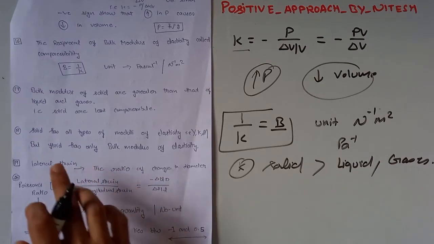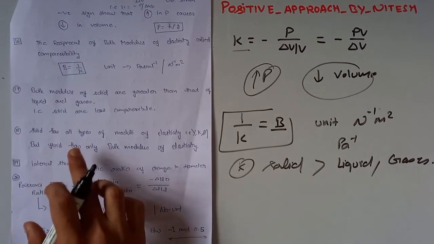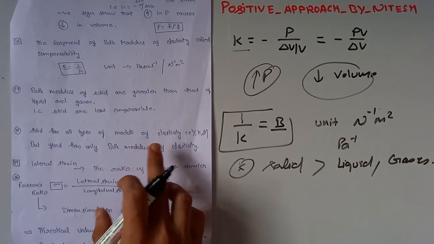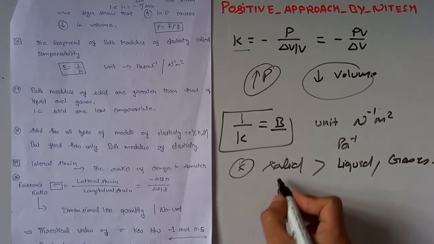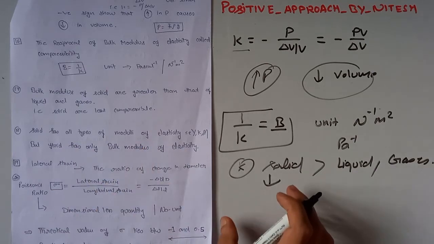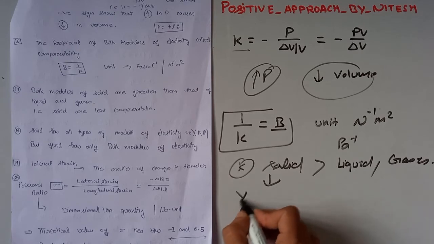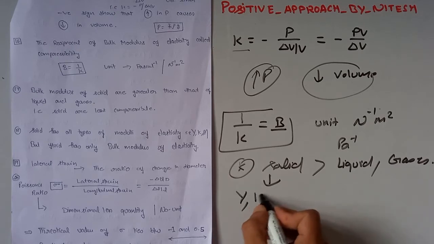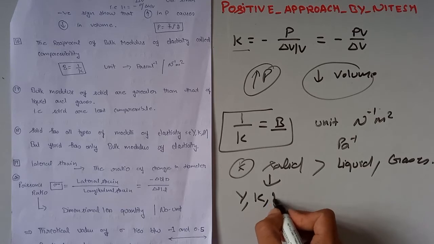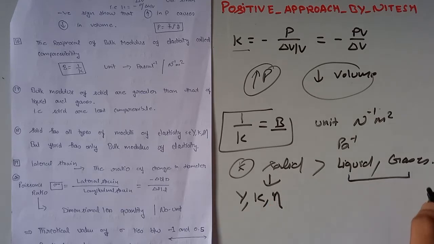Our next key point is that solids have all types of moduli of elasticity, that is Young modulus of elasticity, bulk modulus of elasticity, and modulus of rigidity. But liquids and gases have only bulk modulus of elasticity.